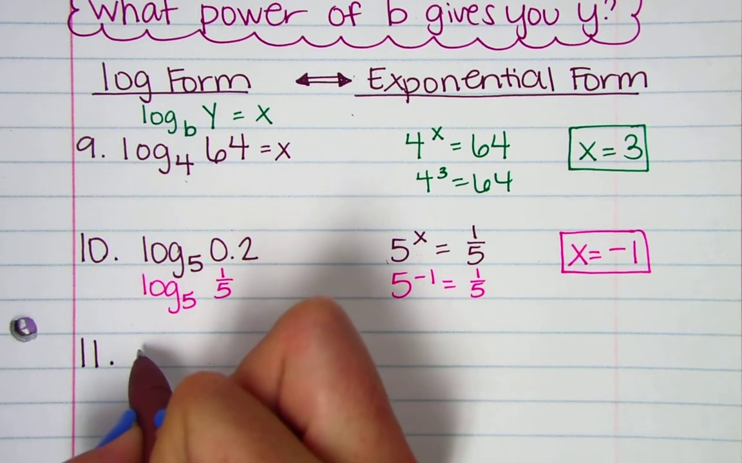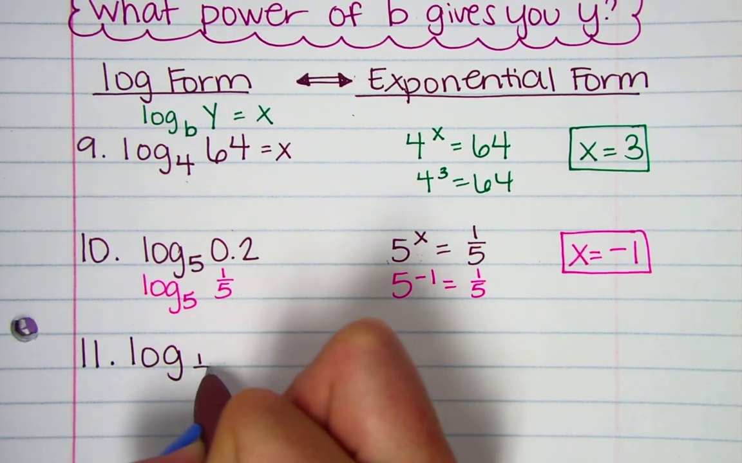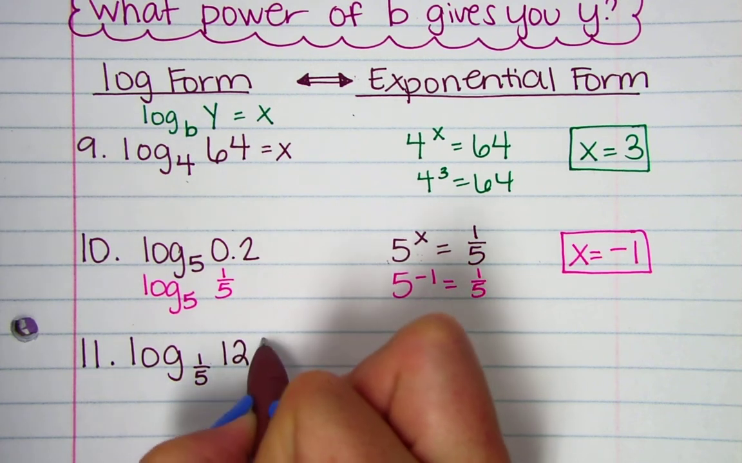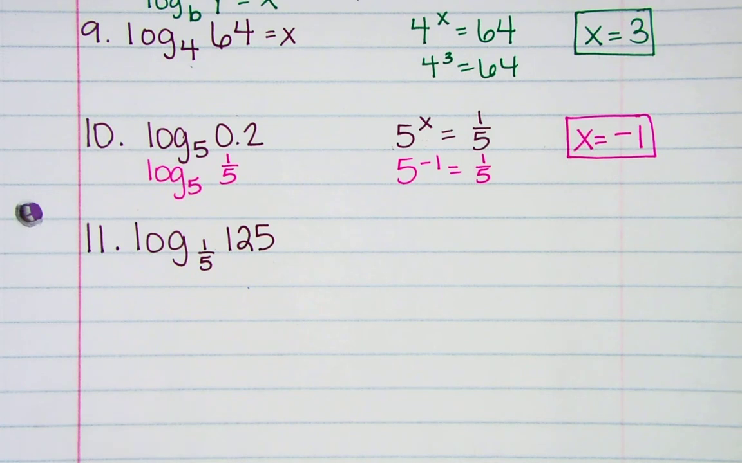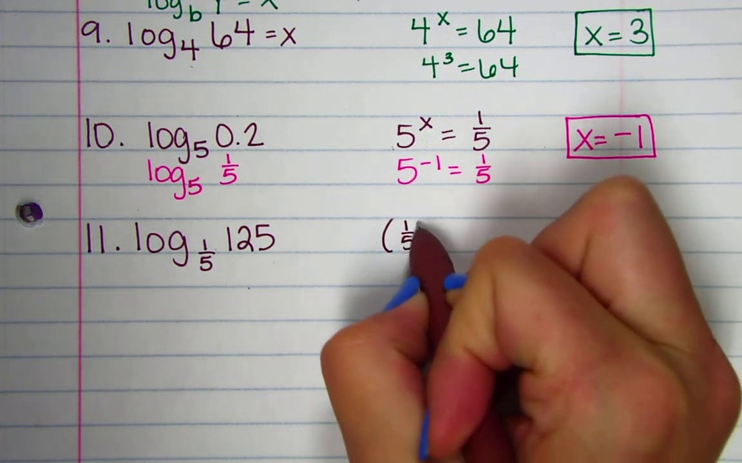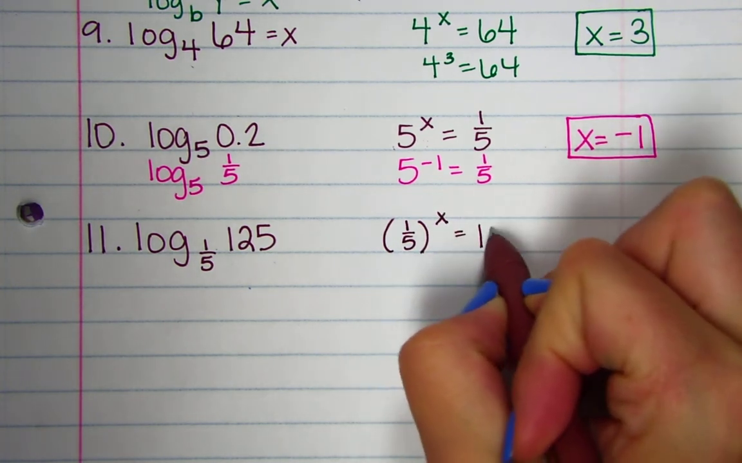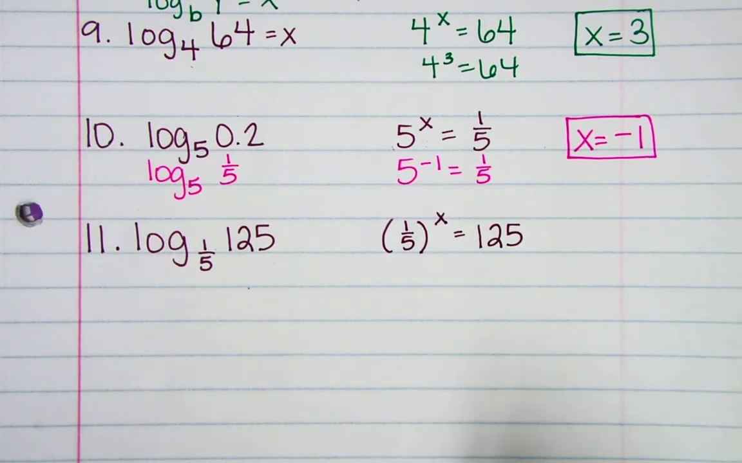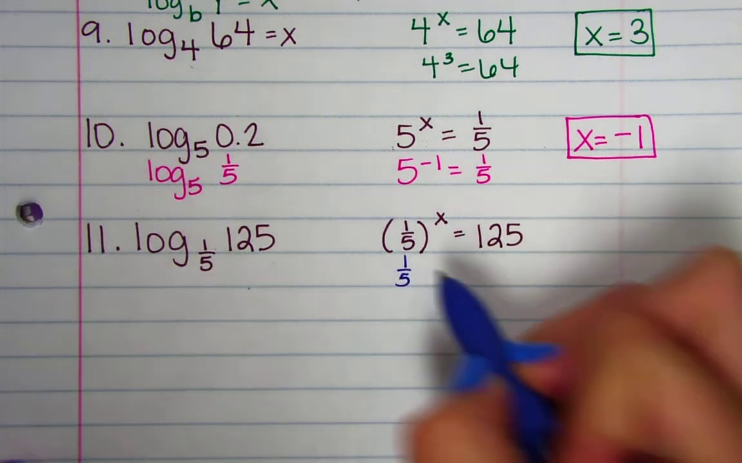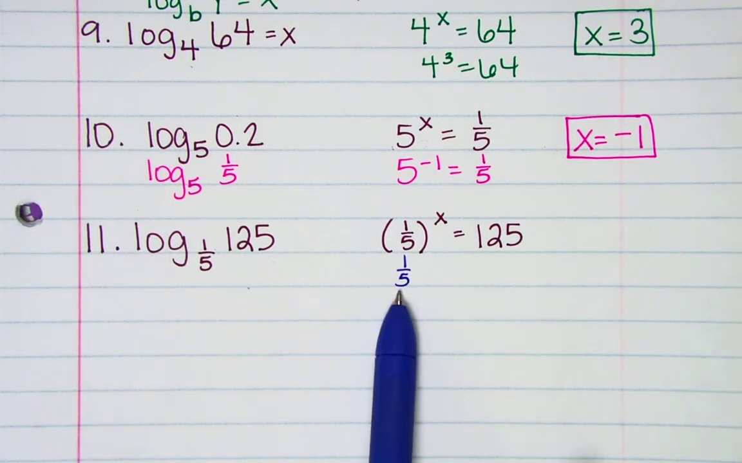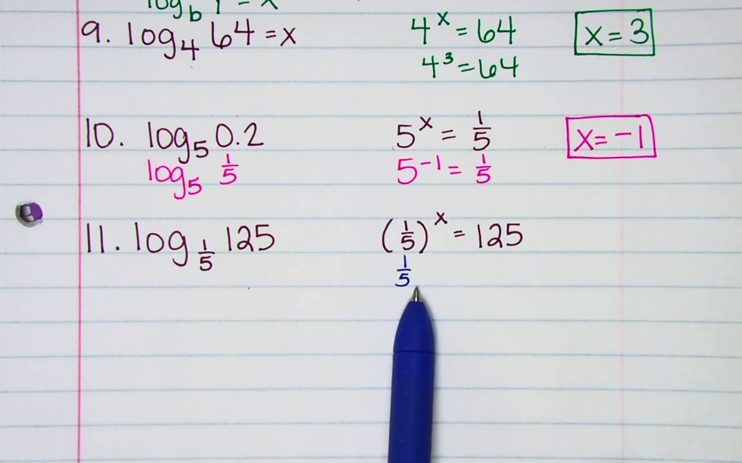All right, 11. Log base 1/5 of 125. Okay, so what's my base? 1/5. Okay, and we're looking for x equals 125. All right, so 1/5. Well, what do you notice starting with my base into my ending number? What has happened? All right, it's gotten bigger.